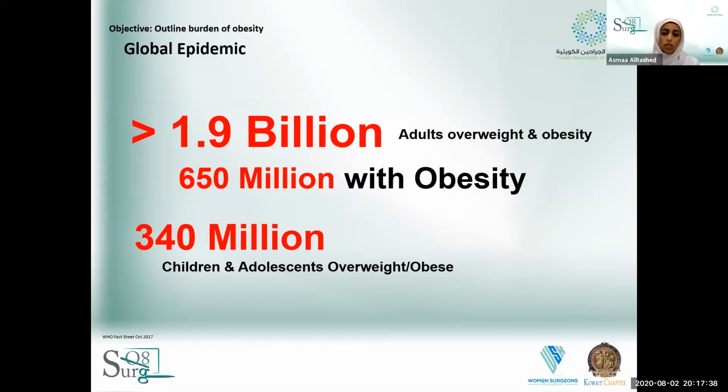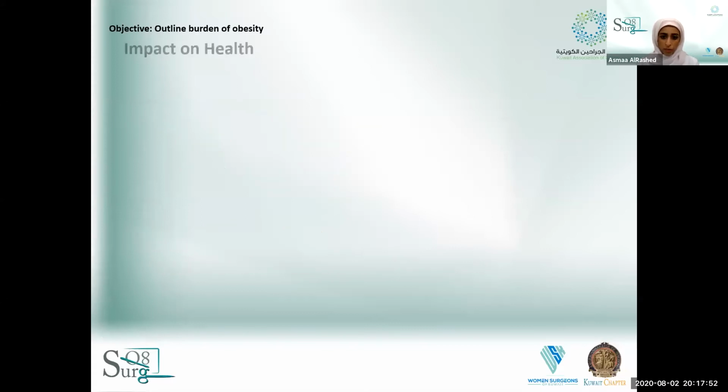But also, as you can see, there are over 340 million children and adolescents who are at risk of obesity because they are overweight and obese. And as they grow, they will likely become more affected by this disease.